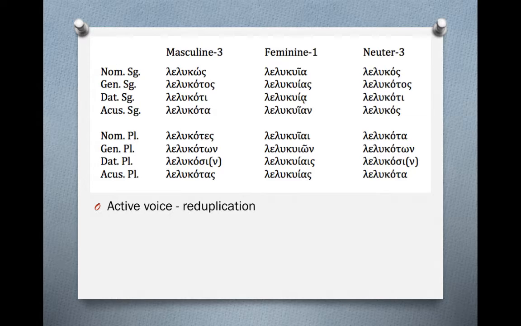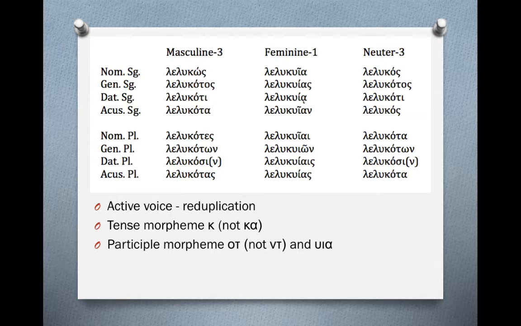Here are the forms of the active perfect participles. Notice that they keep reduplication, we're used to seeing that, and that the tense morpheme is kappa and not kappa alpha. The participle morpheme here is a little different. It's not nu tau, it's actually omicron tau. And we can understand why that would happen, because nu tau does not easily follow kappa. So, for example, if it's genitive singular, lelukotos instead of lelukuntos, something like that. So it's omicron tau. And in the feminine, it takes wia as the participle morpheme.